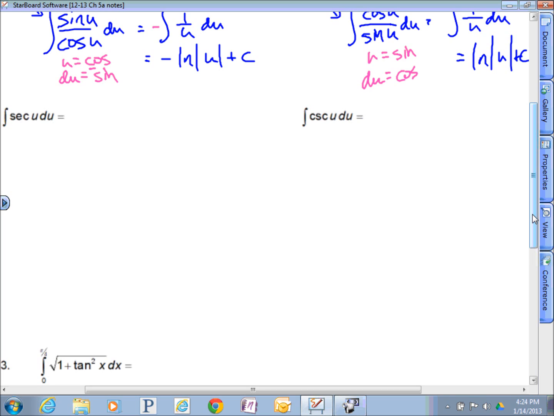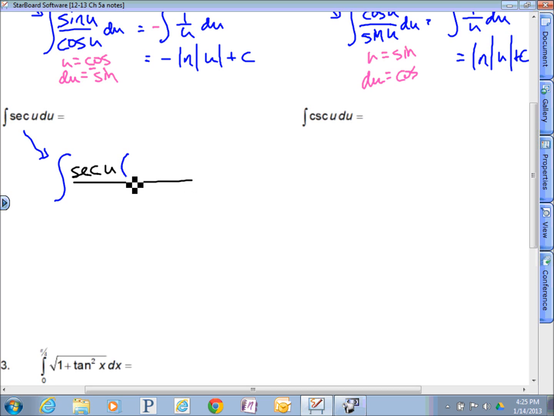And here's what's going to happen. Now, nobody's going to do this, but if you wanted to figure out where this came from, you could rewrite this thing as the integral of secant of u, which was given in the problem, and we could multiply that thing by something that would make a new integral.